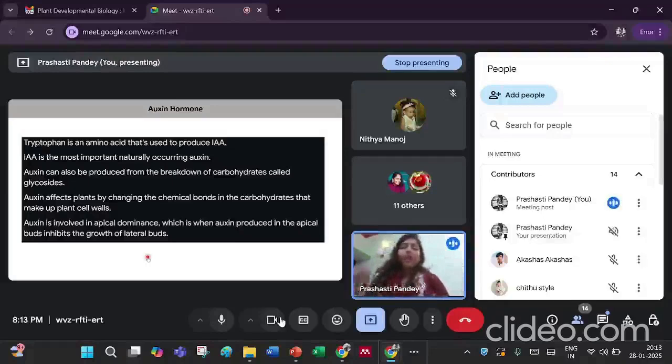All I want to say is that auxin is one of the very important hormones involved in the regulation of the apical growth of any plant, and it will also inhibit the lateral buds. So if there is more auxin in any plant, the lateral growth of that plant will be inhibited. Clear?